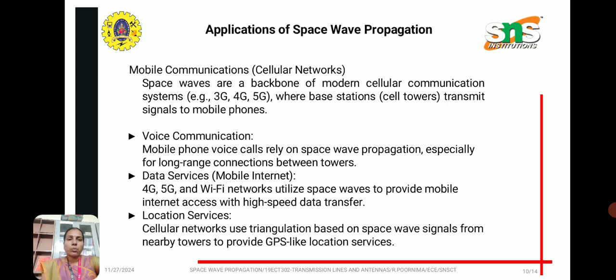So next is mobile communication. Space waves are the backbone of modern cellular communication, where base stations, that is cell towers, transmit signals to mobile phones. Voice communication, data services and location services are provided. Mobile phone voice calls rely on space wave propagation, especially for long range connection between the towers. 4G, 5G and Wi-Fi networks utilize space waves to provide mobile internet access with high-speed data transfer. And cellular networks use triangulation based on space wave signals from nearby towers to provide GPS-like location services.